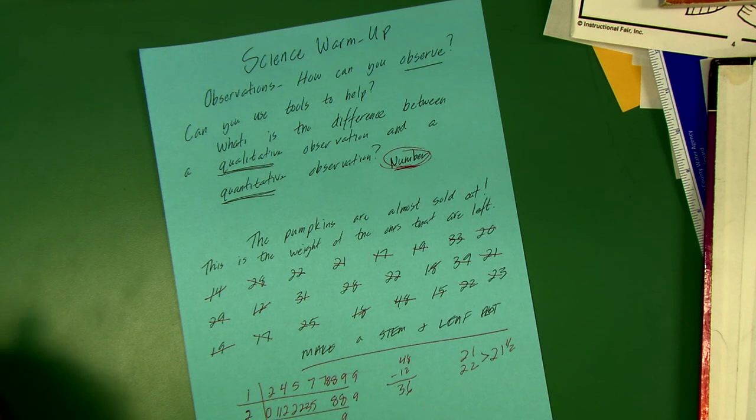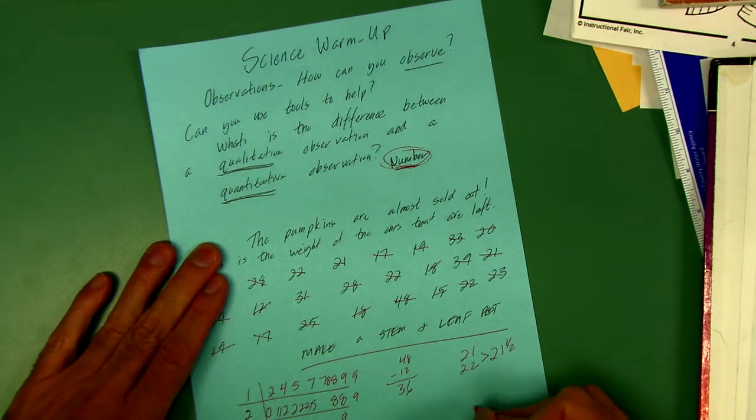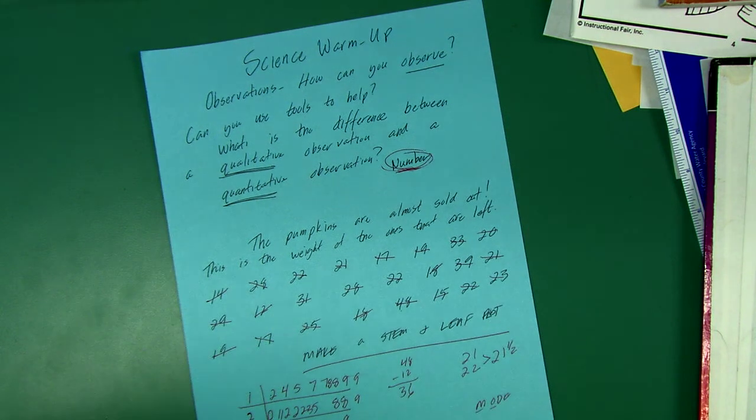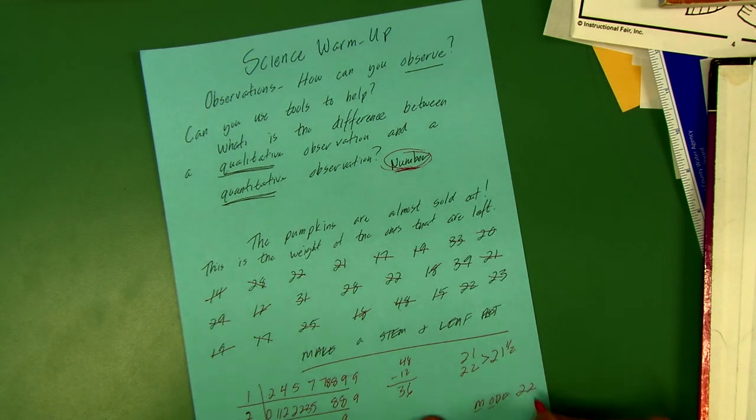Is there a mode? Remember what a mode is? That's the number that happens the most often, right? So you underline the M and O, remind yourself that. Let's see, I got 2 17s, 2 18s, 2 19s. I got 2 21s. I got 3 22s, 2 28s. So 3 22s, the mode is 22.